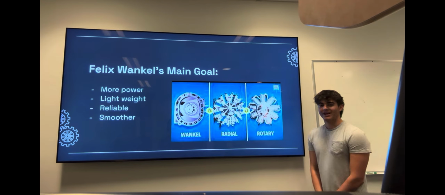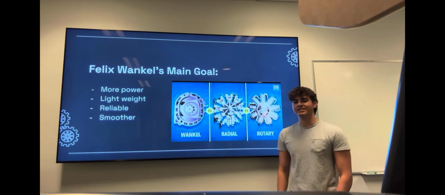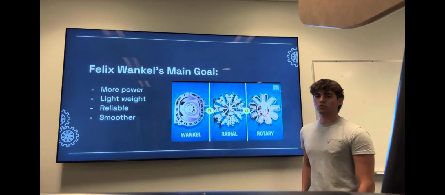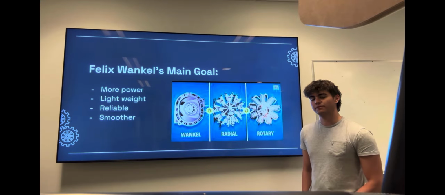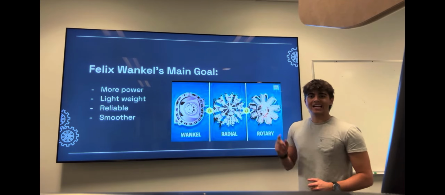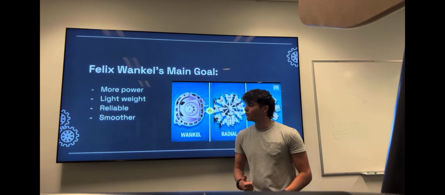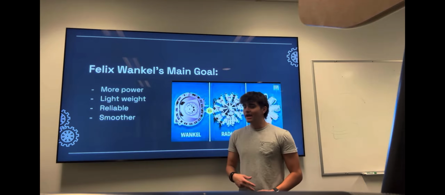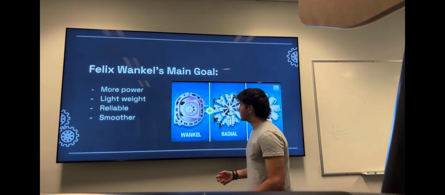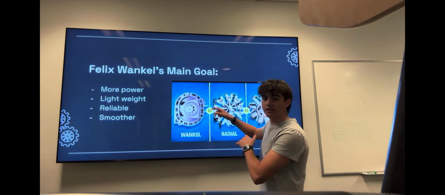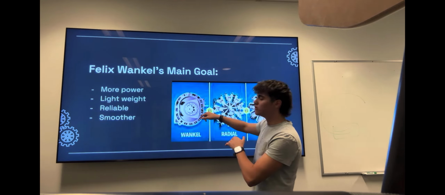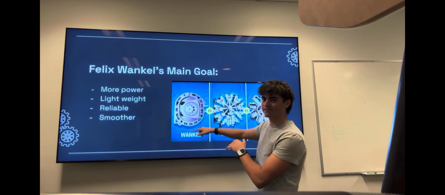So a little bit of history behind this. The rotary engine was invented in the 1800s, but these were piston-driven engines used in aircraft up until World War II. But in the 1940s, a man named Felix Wankel wanted to make an engine that was more powerful, lighter, more reliable, and smoother. So he created a combustion engine that used a triangle-shaped rotor and an oval-shaped housing.